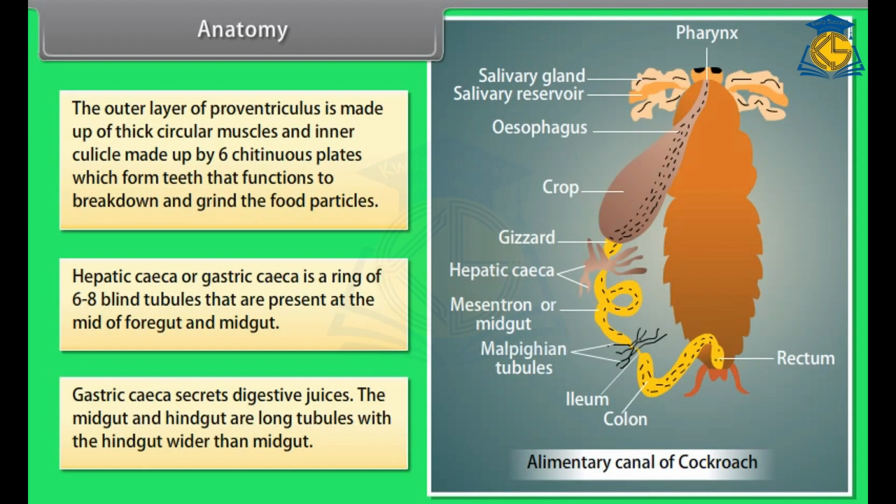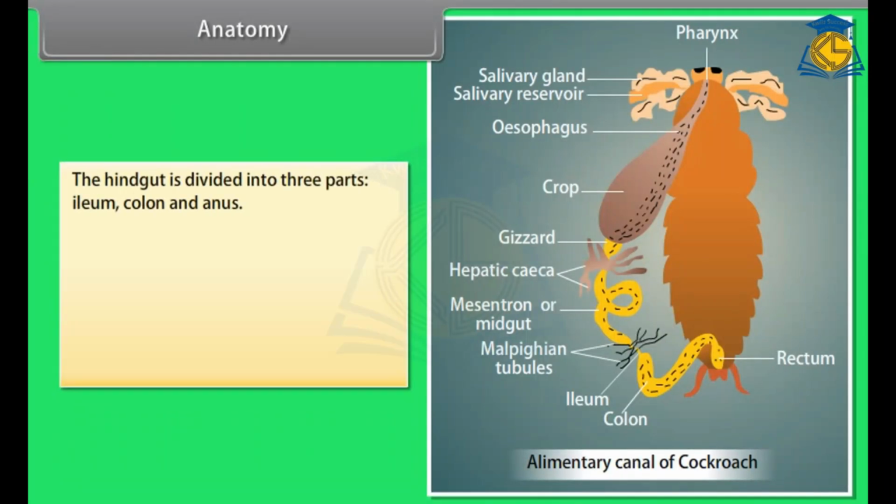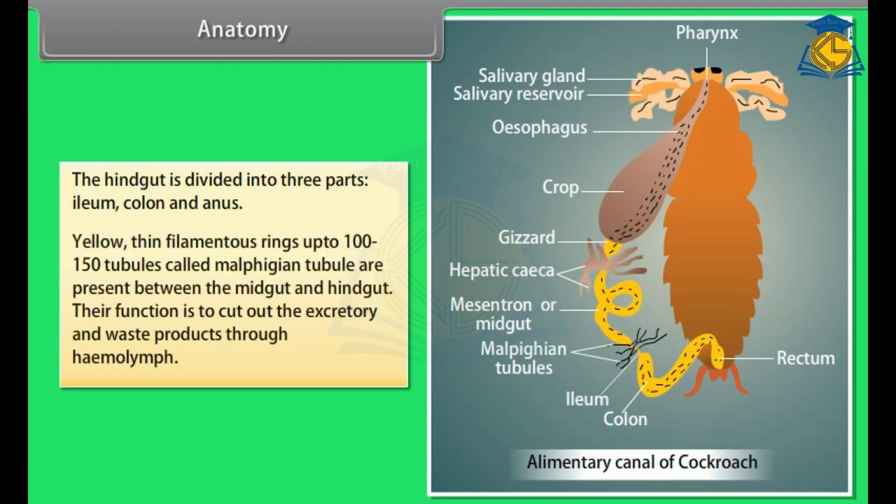The midgut and hindgut are long tubules, with the hindgut wider than the midgut. The hindgut is divided into 3 parts: ileum, colon, and rectum. Yellow, thin filamentous rings of 100 to 150 tubules called Malpighian tubules are present between the midgut and hindgut. Their function is to cut out the excretory and waste products through the hemolymph.